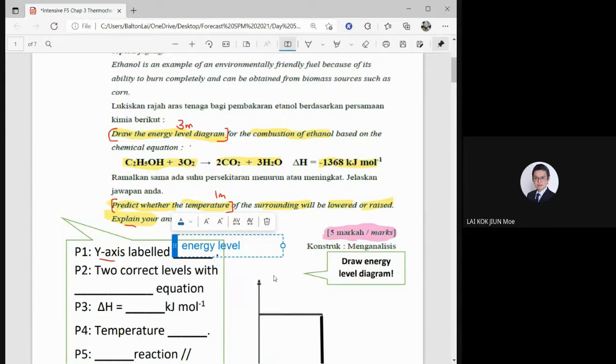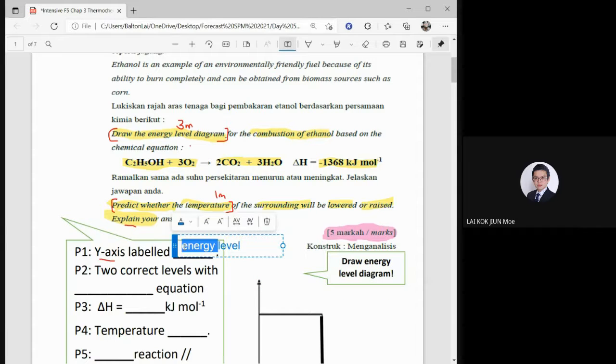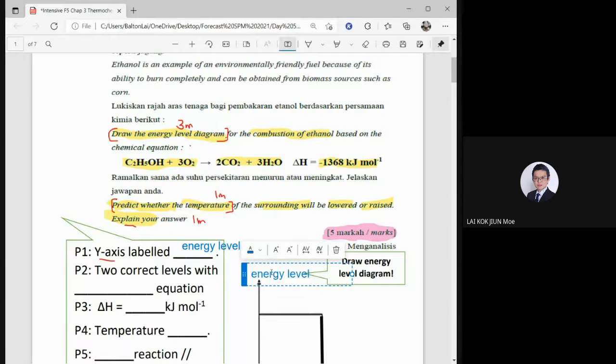If I write energy only, can or not? Energy is no problem, you write energy, it is correct. Energy level diagram is the name. Yes, you're right, energy is no problem.